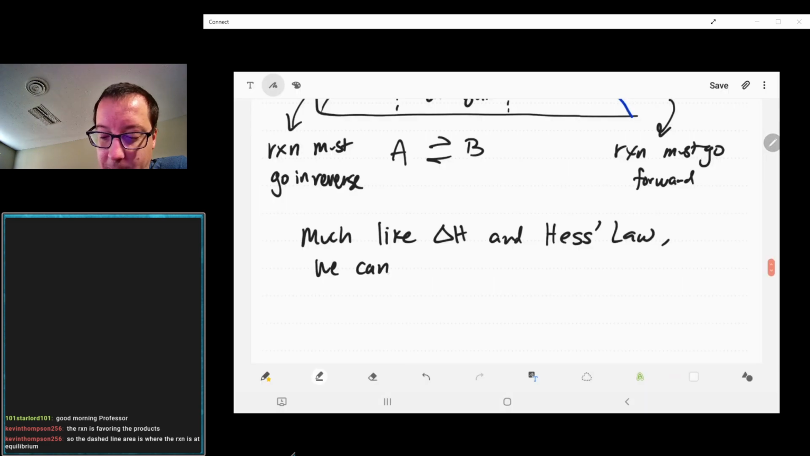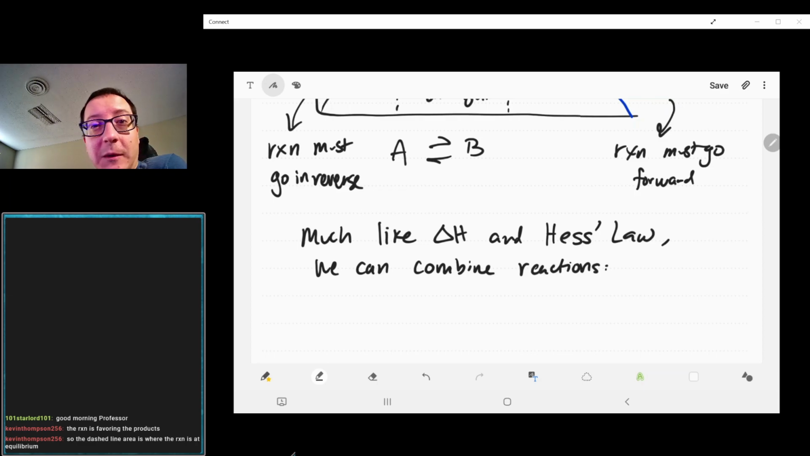Anyways, so much like what we did with delta H and Hess's law. Remember, with Hess's law, we could take individual reactions and combine them together to make an overall reaction, and we would be able to combine their delta H's to get the overall delta H for the reaction. We're going to see that we can do this with equilibrium constants as well.